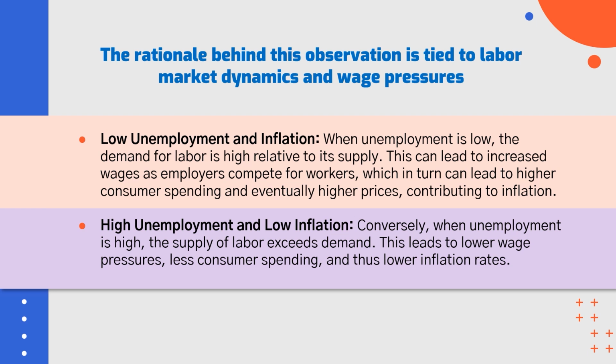Imagine a boom economy where almost everyone has a job. Businesses want to expand, but they struggle to find workers. To fill positions, they offer higher salaries. These higher wages mean consumers spend more, pushing prices up. This mechanism explains why central banks closely monitor unemployment levels when setting monetary policy. If inflation rises too much, they may increase interest rates to slow down economic activity and prevent overheating.